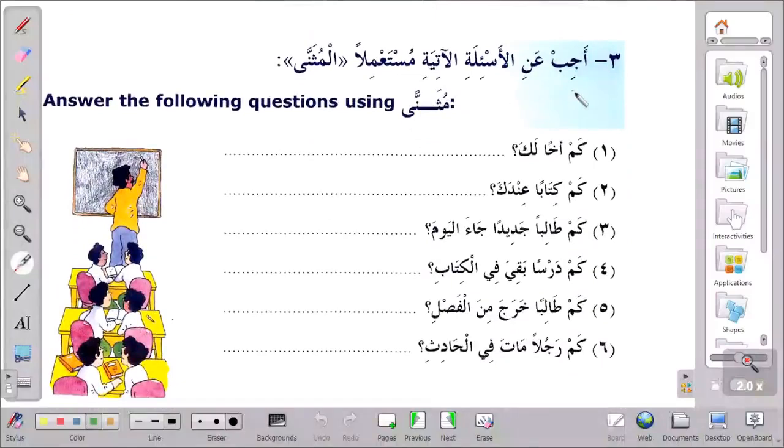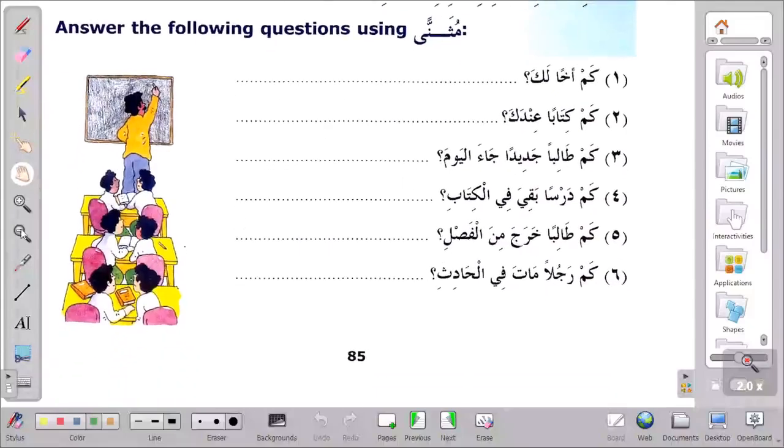Now observe here. Ajib anil as'ilatil atiya musta'milan al-musanna. You should answer the following questions using musanna, dual. These questions are personal questions, not related to the dialogue. We are supposed to answer them, but they say we should use dual. So, kam akhan laka? How many brothers do you have? You are supposed to answer it using dual.